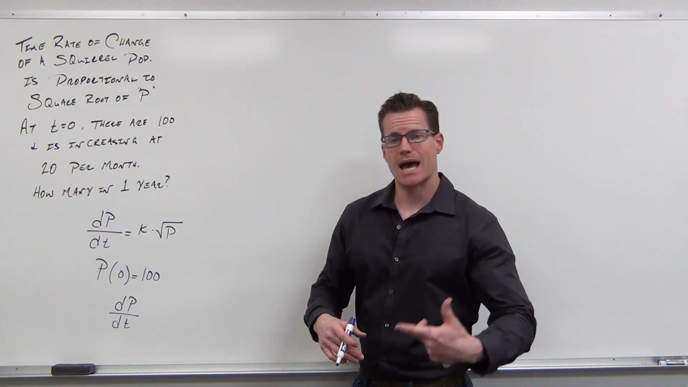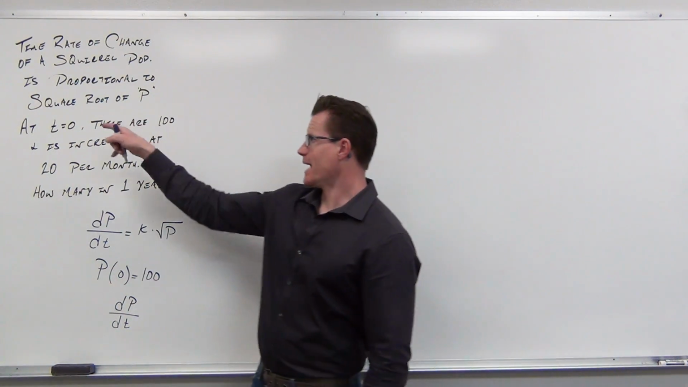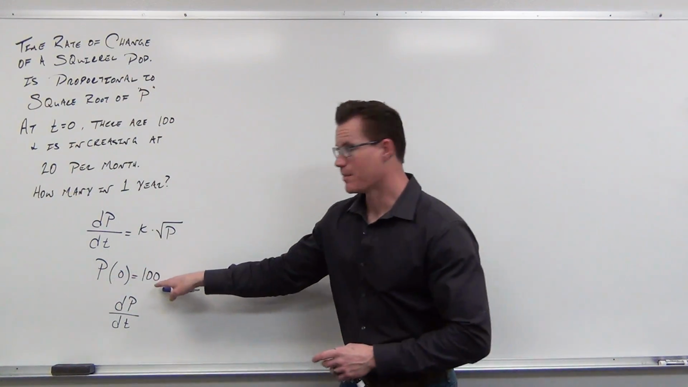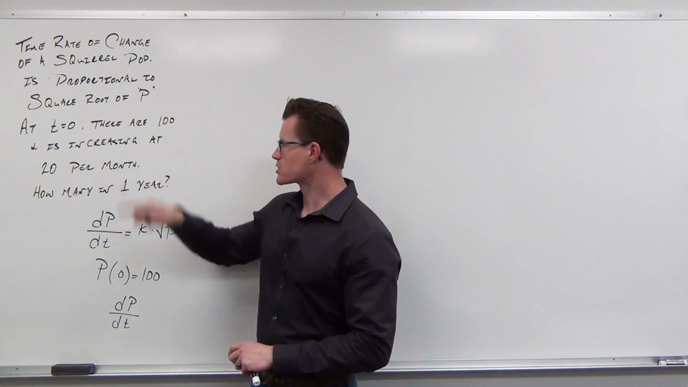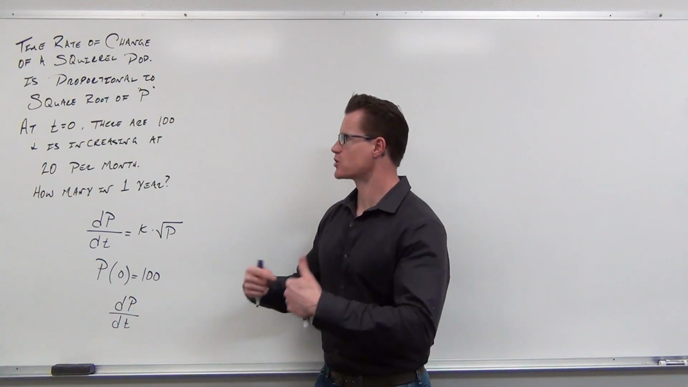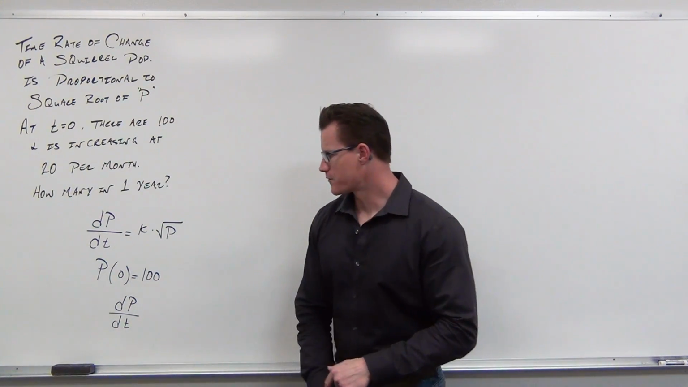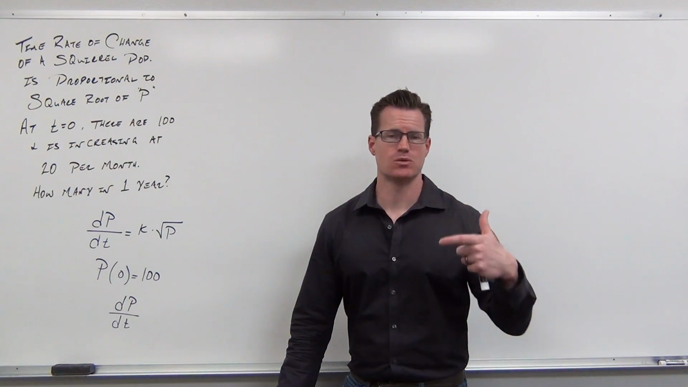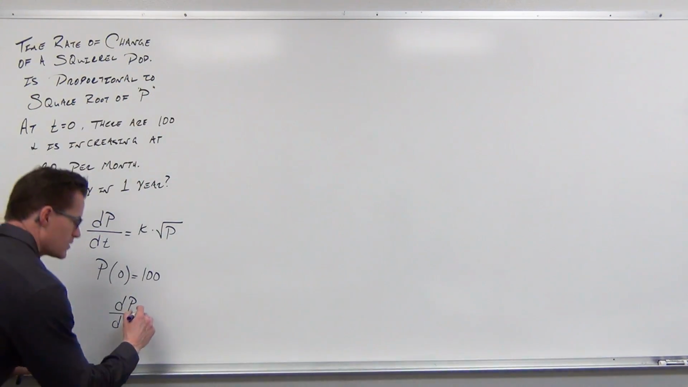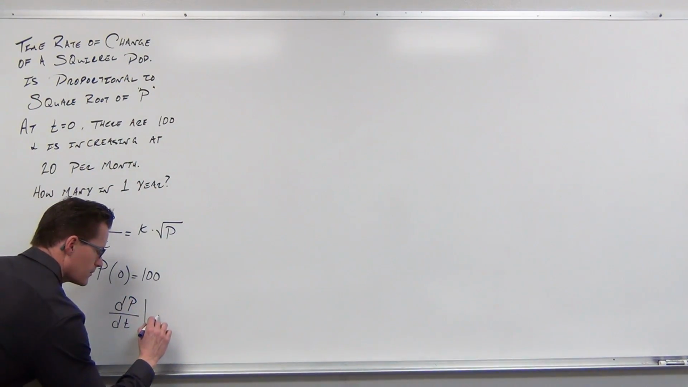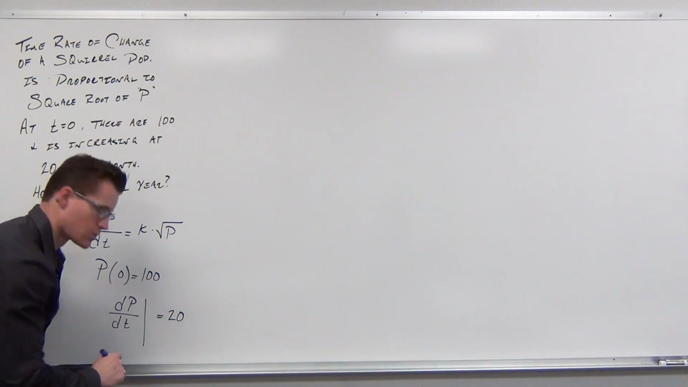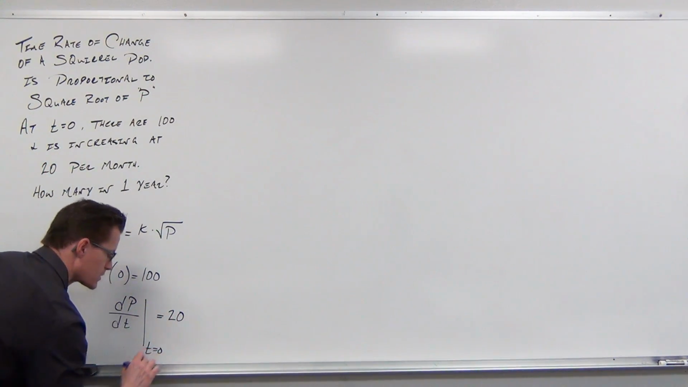Now this happens at a certain point. So this says at time equals 0. Okay, so right when we start, we've got 100 squirrels. No problem. I have 100 squirrels. But the population is also increasing at 20 squirrels per month. So the first derivative of population with respect to time, the way that our population is changing with respect to time, this is increasing at 20, so positive 20 squirrels per month when t equals 0.